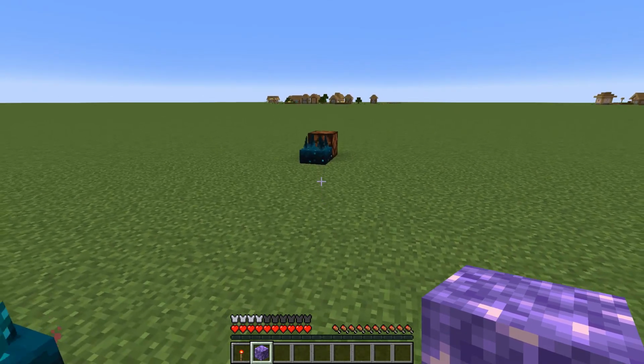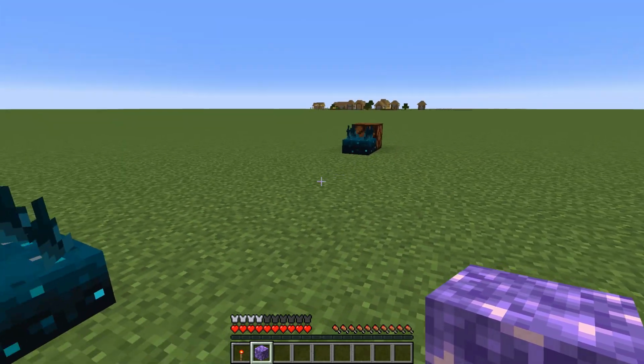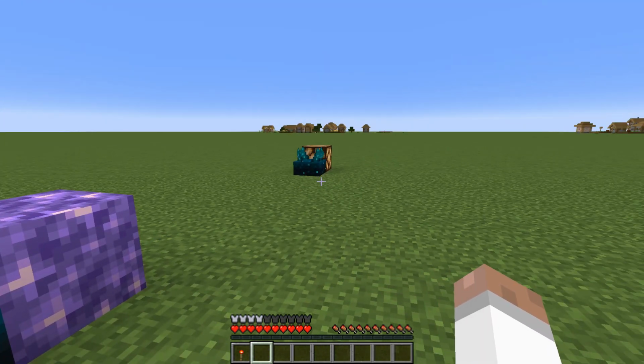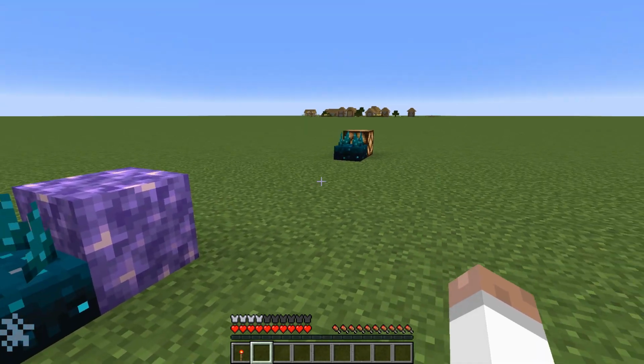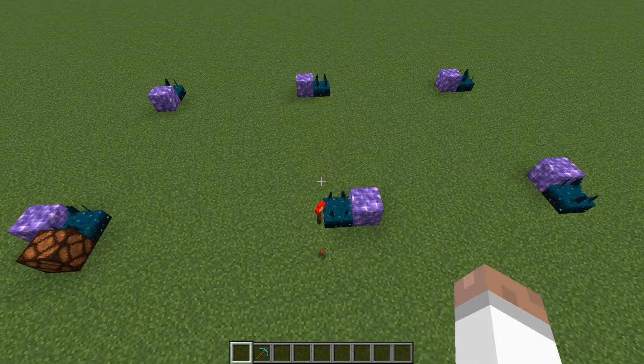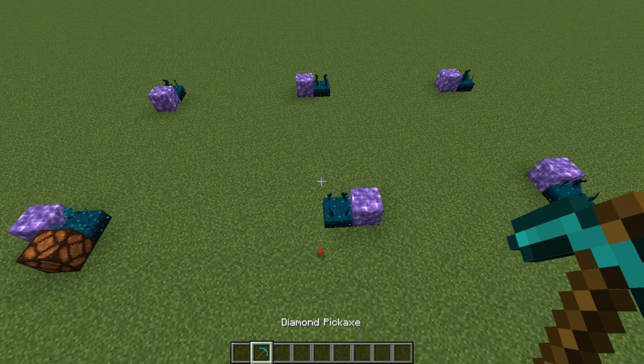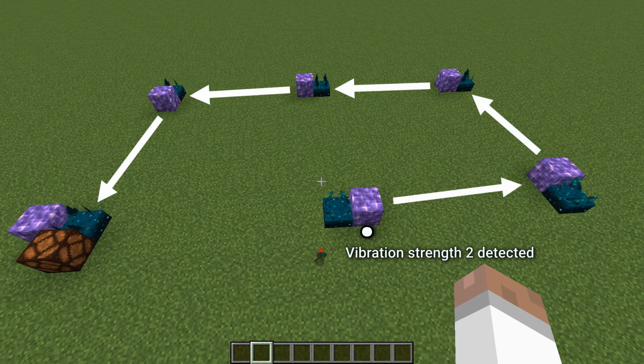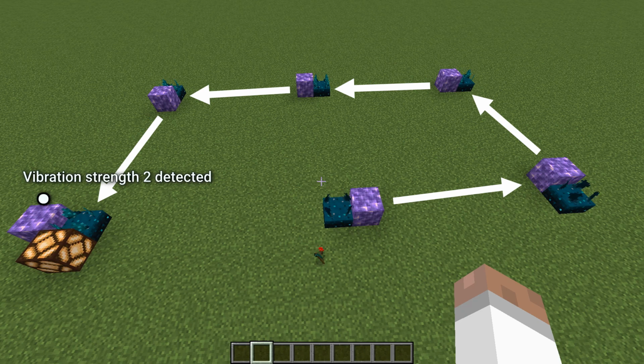If there is an adjacent block of amethyst next to the Sculk sensor, the block of amethyst will transmit the same vibration that was detected by the Sculk sensor. The vibration is transmitted up to 8 blocks, and you can position multiple Sculk sensors with an adjacent block of amethyst to chain the transmission of the vibration over large distances.